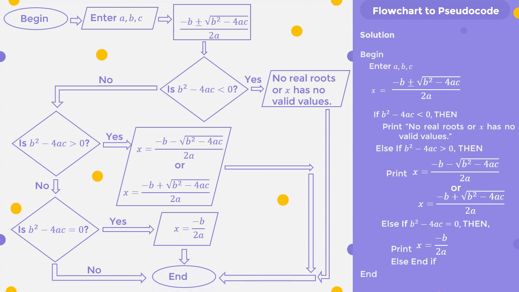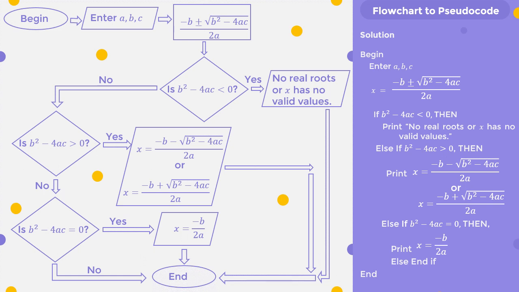Now, from that rectangular box for the process, let's go to the next box. It's a diamond. A decision is involved. Remember, the keyword for a decision is if. So say if b squared minus 4ac less than 0, then we are going to print no real roots or x has no valid values. What if we said no?